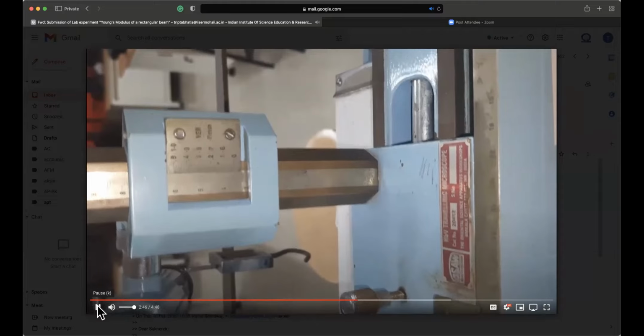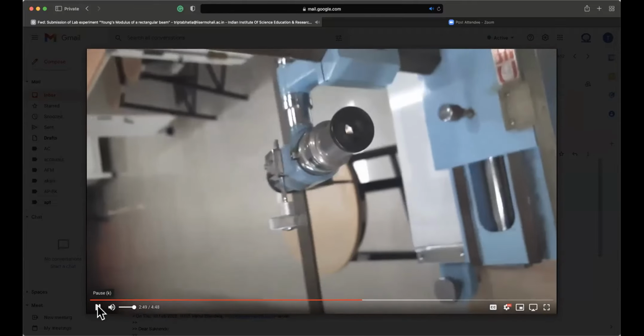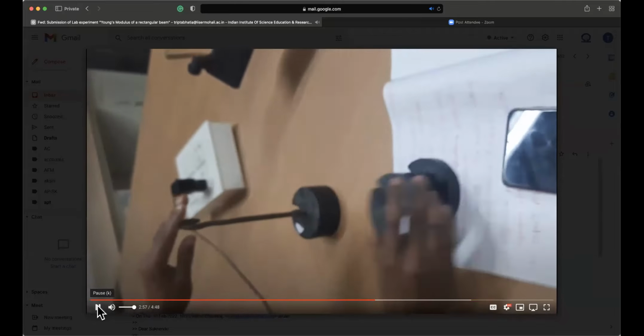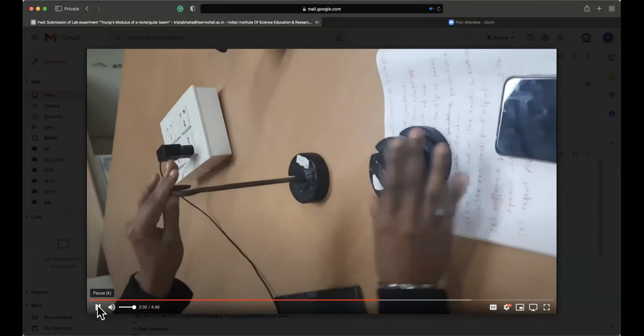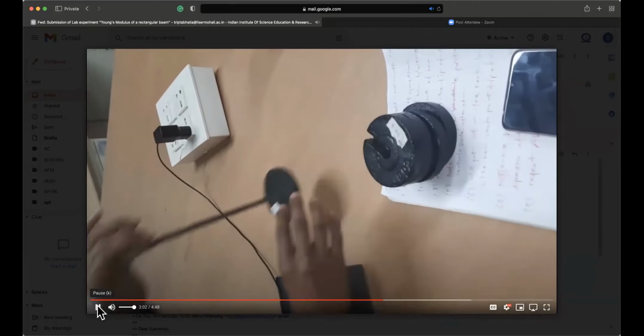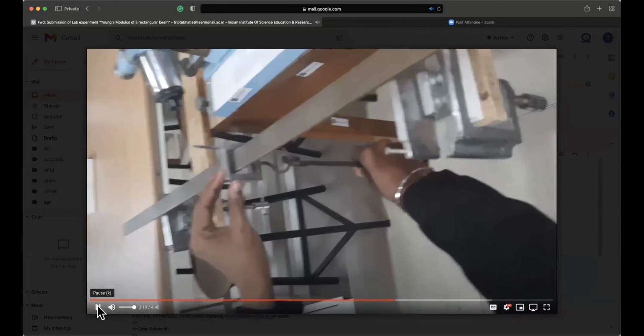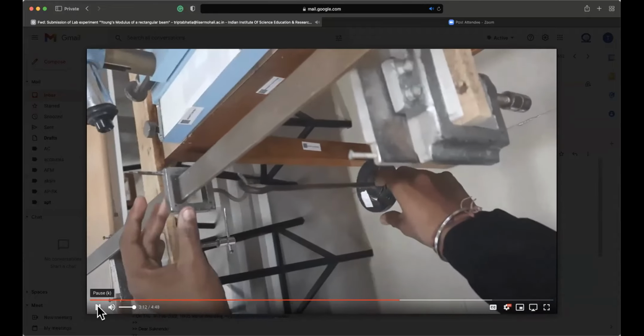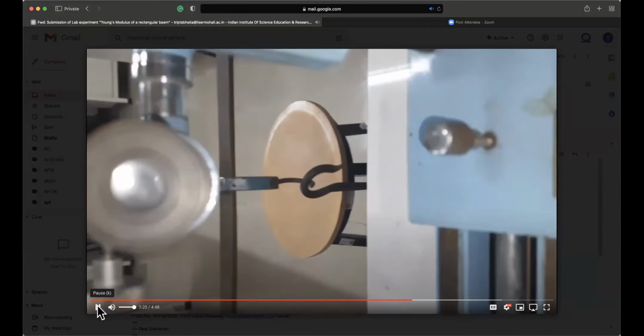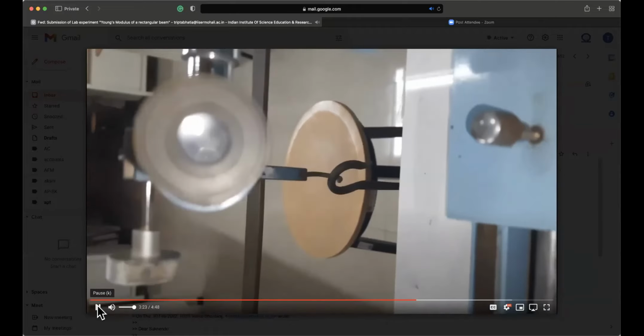Then the next step would be to put the load over this hook. As you can see here, we will put the load here. We have some weights here, some are 500 grams, some are 400 grams, and we'll put these weights over here. So you can see here, we are loading this weight over the hook. After loading this weight, you can see the position of the tip on the microscope will be shifted from its initial position.